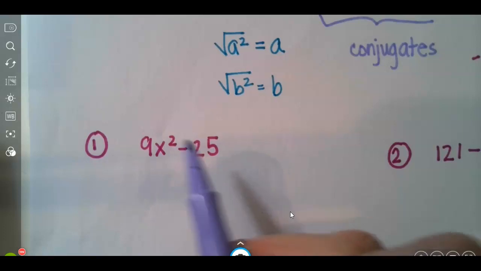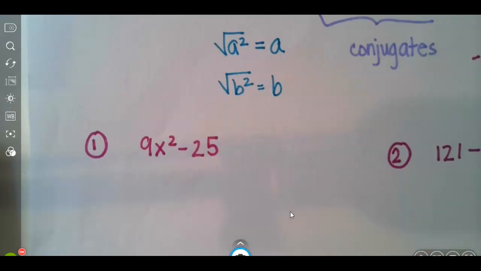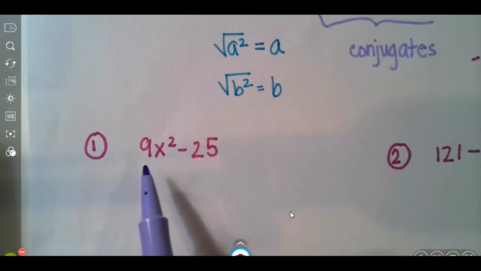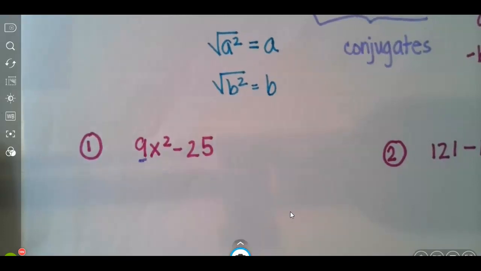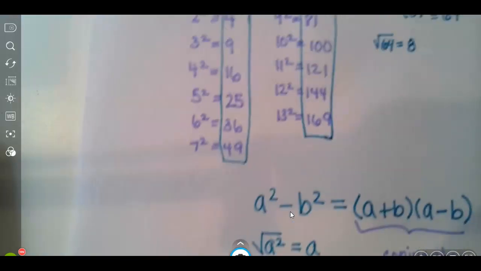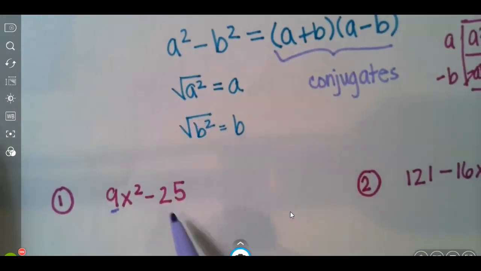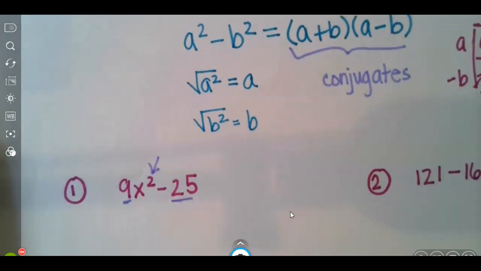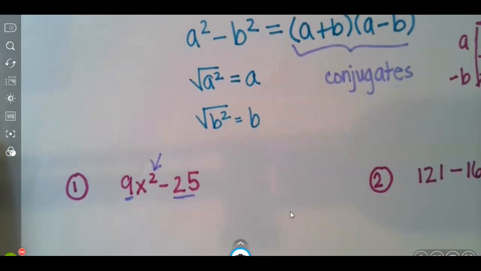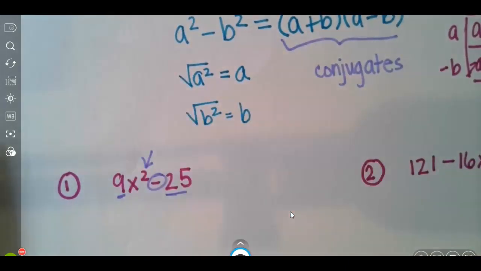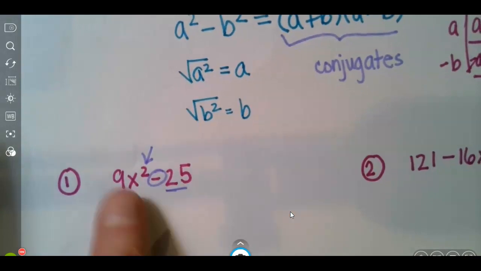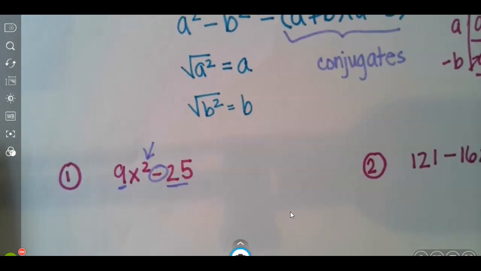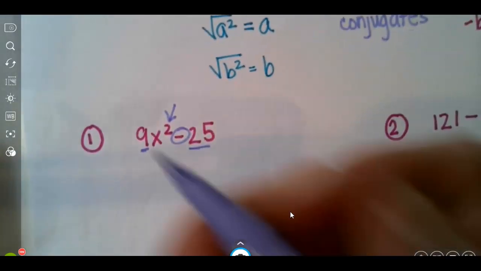No common factor, I can't divide anything into both 9 and 25 other than 1. But you should recognize 9 as a perfect square. That's 3 squared. 25 is a perfect square, because that's 5 squared. And x to the second, since it has an even power, is also a perfect square. I'm subtracting the two terms. This is a difference of two squares. So now, to factor it's easy.